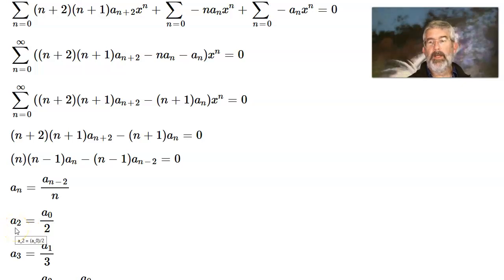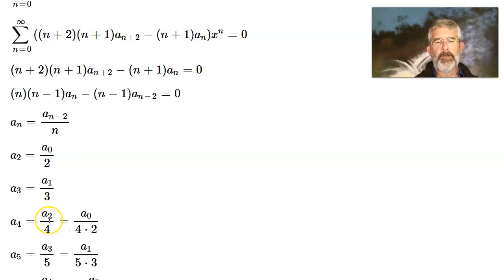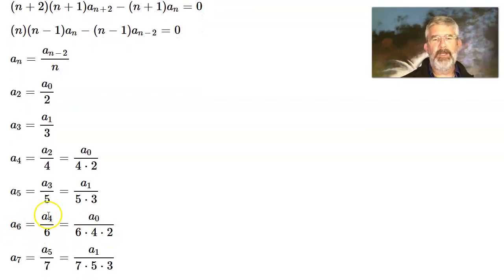So a0 and a1 would be determined by the initial conditions. Then a2 would follow this rule, a0 over 2. a3 would be a1 over 3. a4 would be a2 over 4, but I already know what a2 is. It's a0 over 2. And so I get that a4 is a0 over 4 times 2. And likewise, a5 would be a3 over 5, but I know what a3 is already, and I plug that in. And then a6 would be a4 over 6.